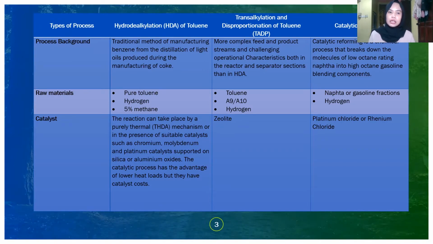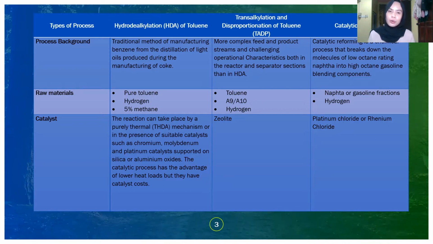Now let's look at the raw material of these processes. Both HDA and TADP need three raw materials that are important to produce the benzene, which are pure toluene, hydrogen, and 5% of methane, while for TADP, it needs toluene, A9 or A10, and hydrogen. For catalytic reforming, only two raw materials are needed, which are naphtha or gasoline fraction and hydrogen.